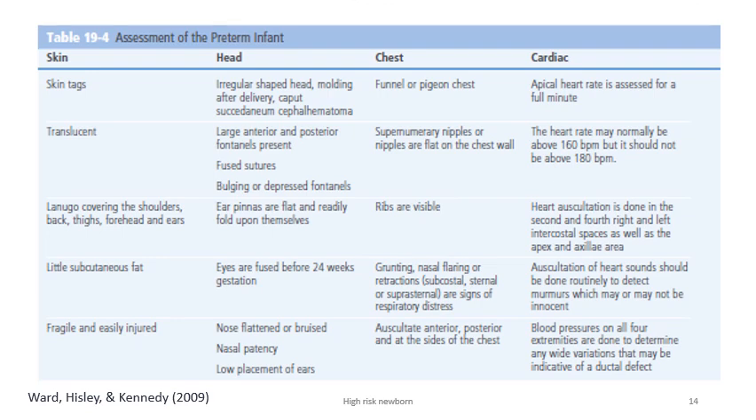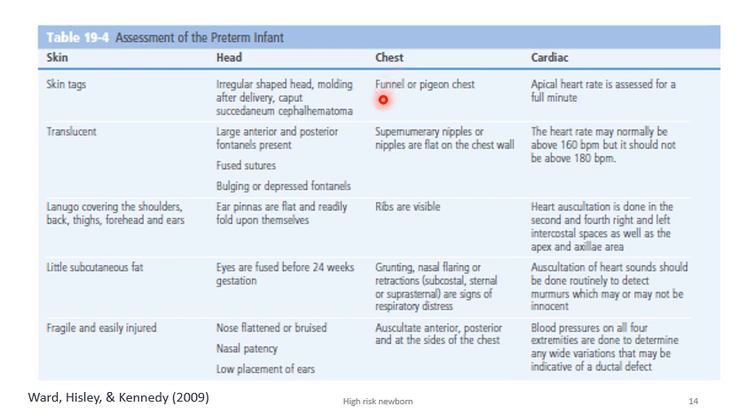So when we have a preterm infant, we need to do an assessment, and we can assess these things through the baby. We can see that the skin is translucent, with skin tags, having lanugo, very little subcutaneous fat, and very fragile and easily injured. The head shape might be irregular, and we can see a lot of fontanelles, a lot of fused sutures, bulging of the fontanelle somewhere, and the pinnae of the ears are still flat. The eyes are probably fused because it's still less than 24 weeks of gestation. And we can see that the nose is flattened, and the ears also have a low placement.